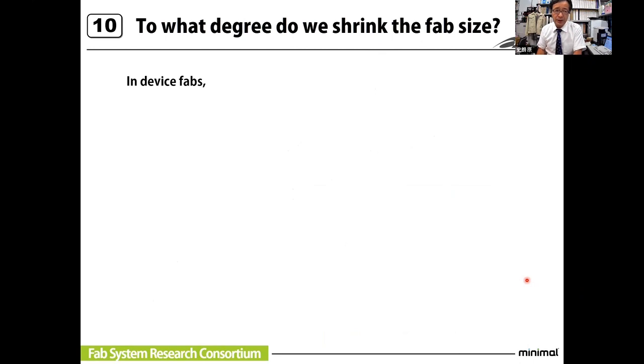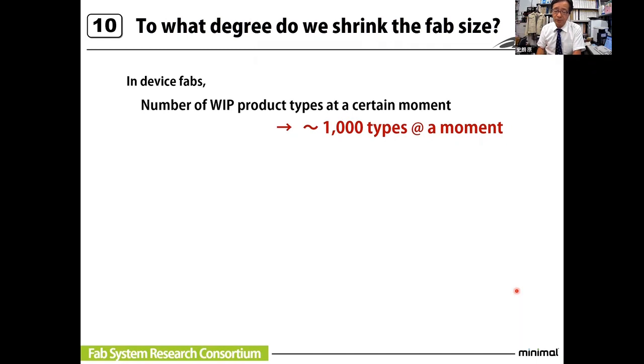So we met the very basic question: to what degree do we shrink the fab size? 1/1000, or 1/100 or so? We don't know. But according to my huge amount of interviewing of practical people in the semiconductor world, the number of WIP, work in progress product types, in a device fab at the moment is 100 types. I mean that in a fab, many types of devices are fabricated at the same time. Unbelievable, 100 types at the same time.